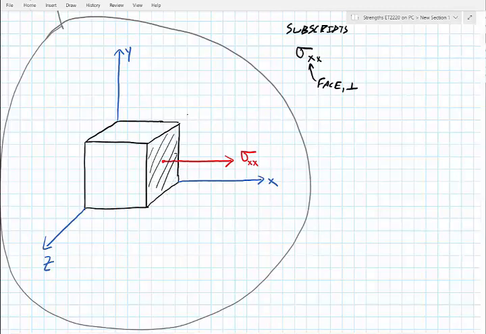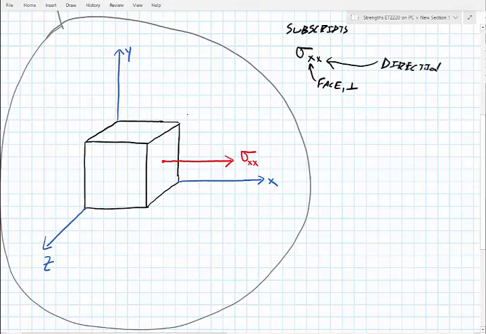All right, so let's erase those lines. And now the second letter is the direction that my vector is pointing. So in this case, I can see that sigma is pointing in this x direction, right? So it's the x face, x direction.